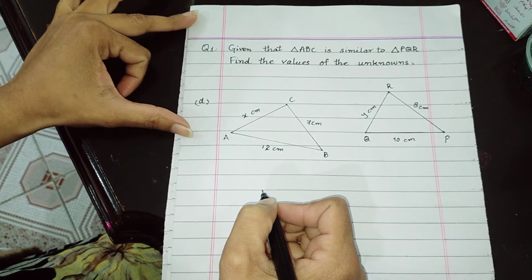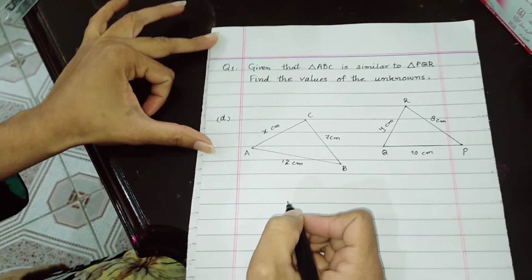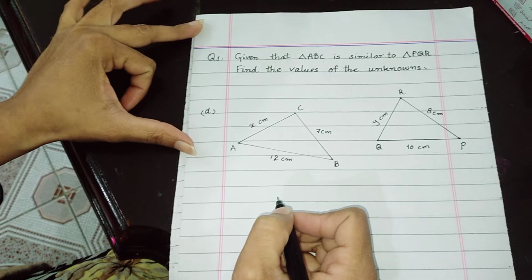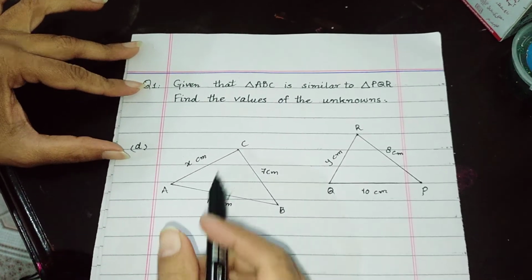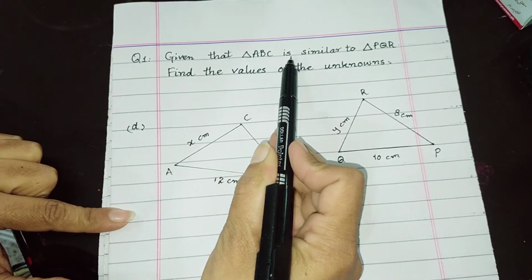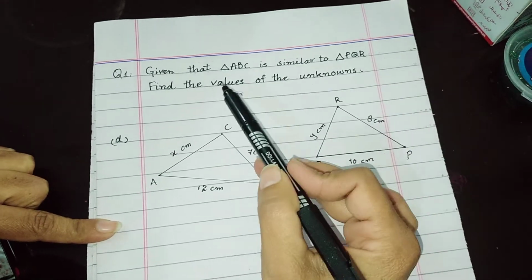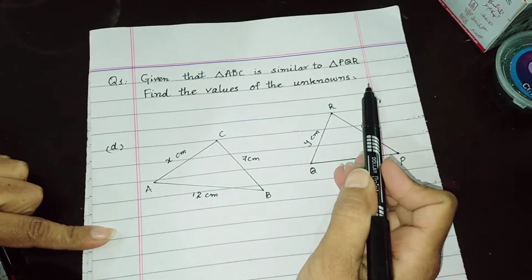Assalamualaikum students, we are going to solve exercise 6B question 1d part. This question is given that triangle ABC is similar to triangle PQR, find the values of the unknowns.